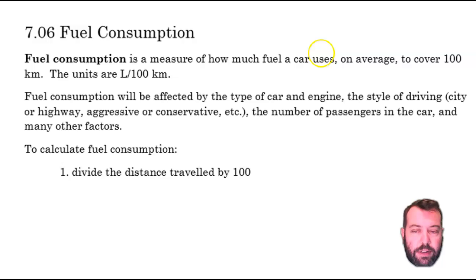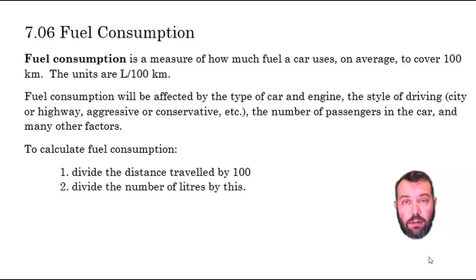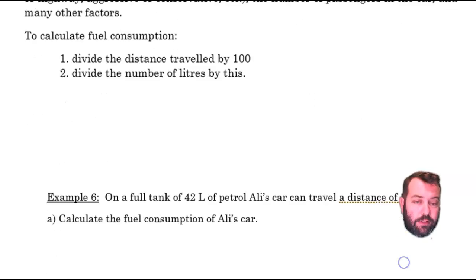Now, we need to calculate fuel consumption. It's one of a few things we're going to do today, but most importantly, calculate fuel consumption. What we do is we divide the distance we've travelled by 100. That's to give us hundreds of kilometres. So divide the distance travelled by 100 and then take the number of litres we've used, and divide that by your previous answer. So it's the litres divided by 100th of the distance.